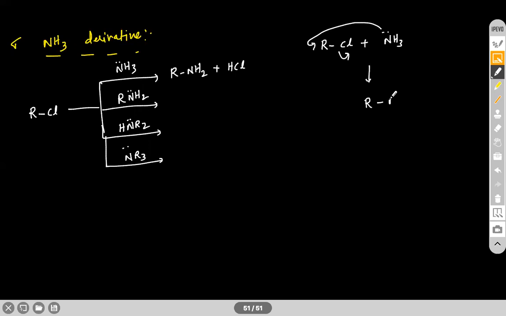So you'll get RNH3 positive charge on this, Cl minus. To stabilize this positive charge, one hydrogen atom comes out as H plus. So it forms RNH2 plus HCl. This is the product we get. So it is a primary amine, the product is.